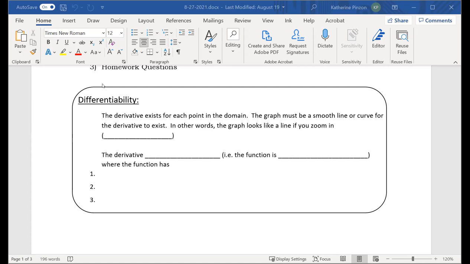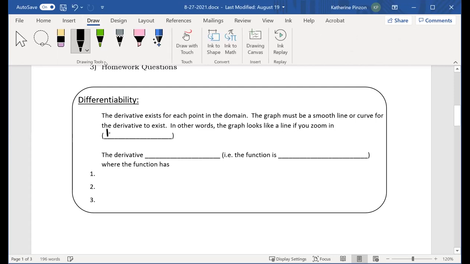This is called local linearity. So it could be lots of curvy, but when you zoom in close enough to any point, it should look like a nice straight line. Not that that word matters that much.